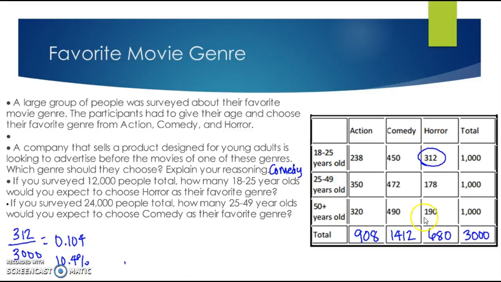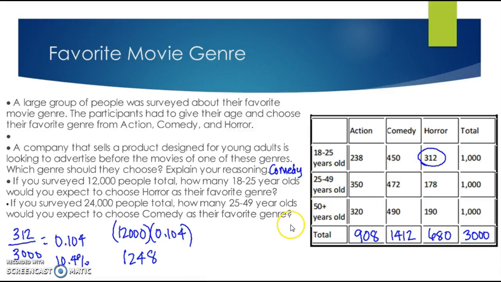So we're saying 10.4% of this population of 3,000 are 18 to 25-year-olds that prefer horror. So 10.4% of the 12,000 should also like horror if we continue with the results that were found in this table. To find 10.4% of 12,000, I'm going to take 12,000 and multiply it by the decimal 0.104. We'll type that into the calculator and get 1248. So we would imagine 1,248 people out of 12,000 would be 18 to 25-year-olds that like horror.